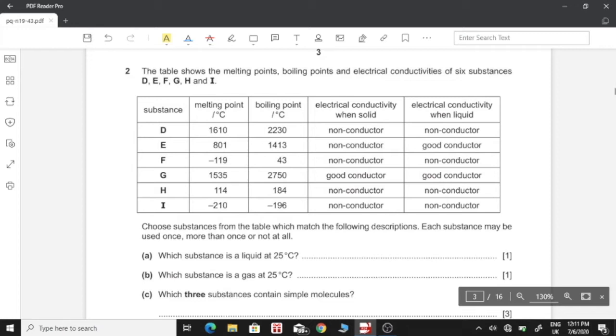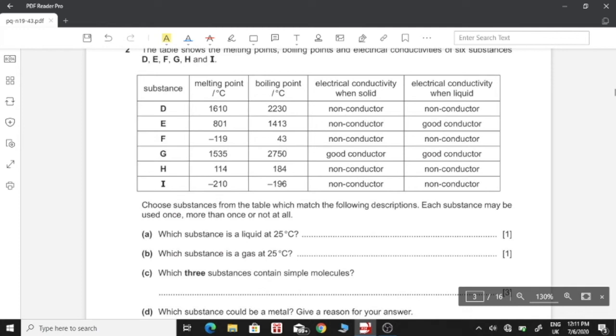Alright, question number 2. The table shows the melting points, boiling points, and electrical conductivities of 6 substances D, E, F, G, H, and I. Choose substances from the table which match the following descriptions. Each substance may be used once, more than once, or not at all. Which substance is a liquid at 25?